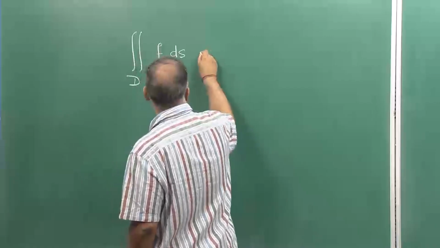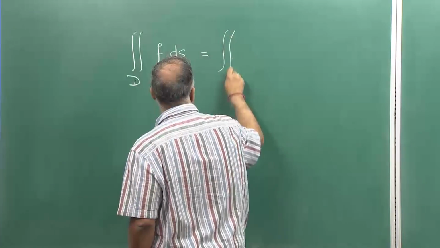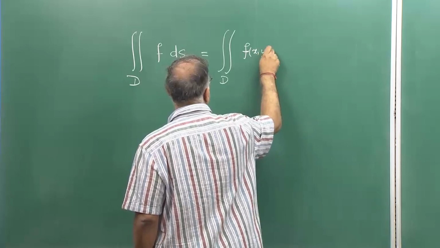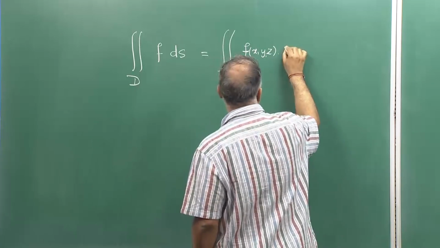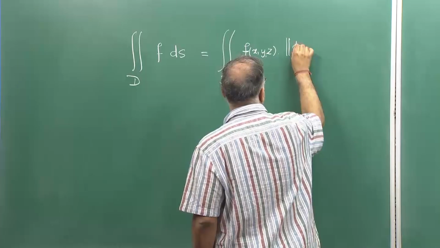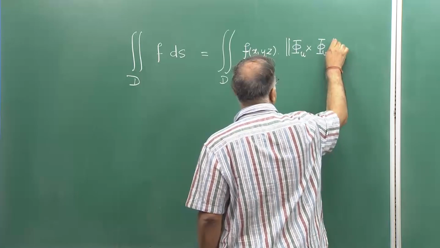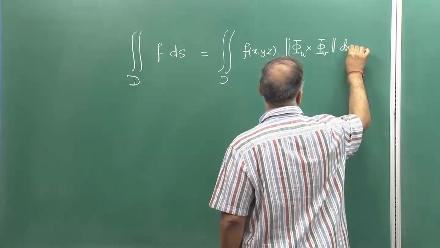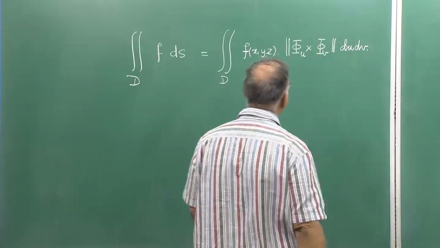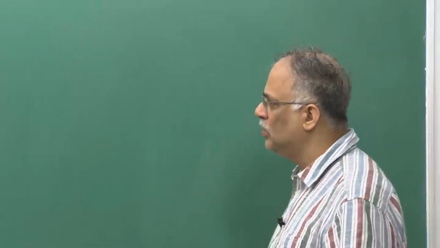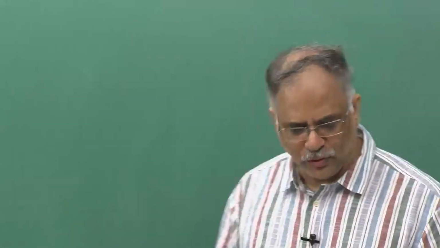So, this simply means, what is dS? We already know about dS. This means f(x, y, z) into the norm of phi_u cross phi_v, you know what is phi_u, the vectors phi_v, this norm, into du dv. That is the meaning of this integral. So, I am not going to write down the expressions of phi_u cross phi_v in terms of those Jacobian determinants, which you know already.